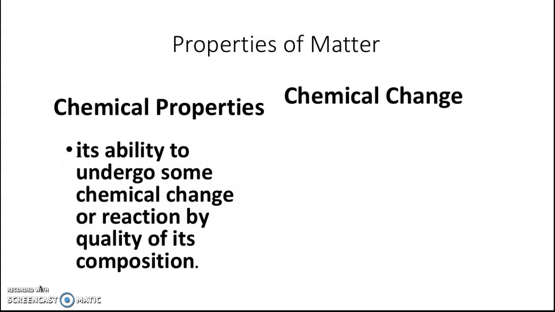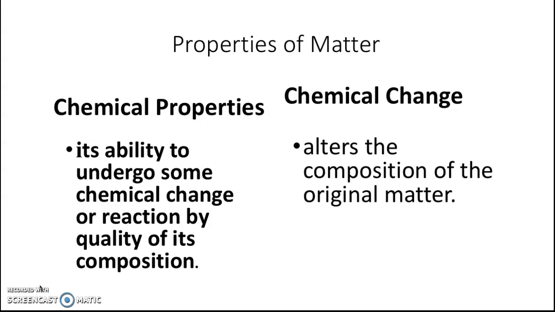A chemical property is the ability to undergo some chemical change or reaction by virtue of its composition. Basically, it has the ability to do something, the ability to change. Anything that has ability in the end is mostly a chemical property. So if it has the ability to react, that's a chemical property, right? Ability to catch on fire, that's a chemical property. Anything that has to do with a chemical reaction is a chemical property.